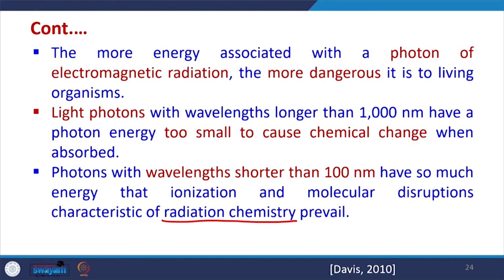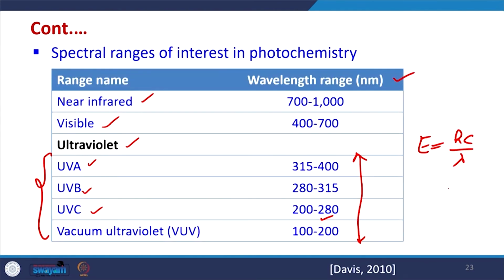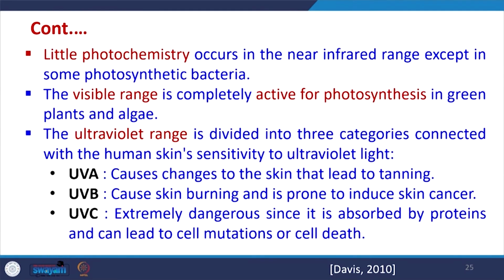Depending upon the type of pathogens present in the water or in the air, different types of UVA, UVB, UVC lights are used, or we can go to vacuum ultraviolet lights for destroying or disinfecting. Now, little photochemistry occurs in the near infrared region, except in some photosynthetic bacteria. The visible region is completely active for photosynthesis in green plants and algae.